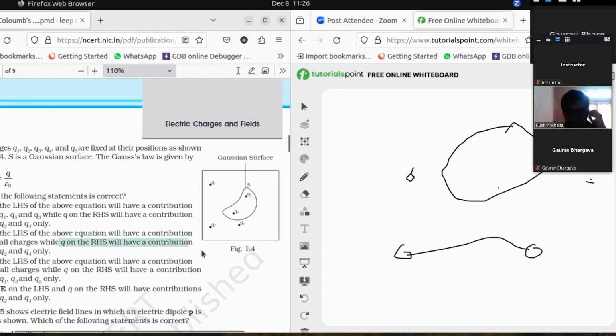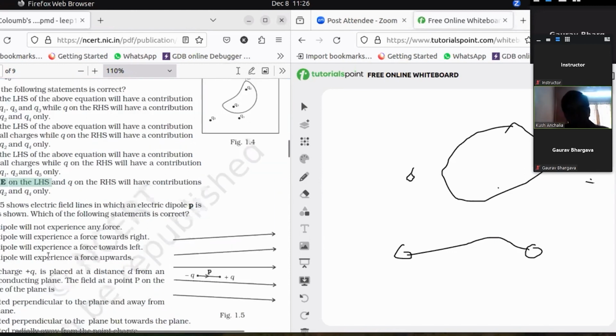Yeah, that's a good point. E will be from all the charges, but Q on the right side is Q enclosed by epsilon naught, so it will only have Q2 and Q4. The E outside is the net electric field due to all the charges. So it will have contribution from all, but it will only depend on the RHS, Q enclosed. See the beauty of Gauss's law. Here we can see the beauty of Gauss's law. The whole electric field we can determine only by looking at the Q enclosed.